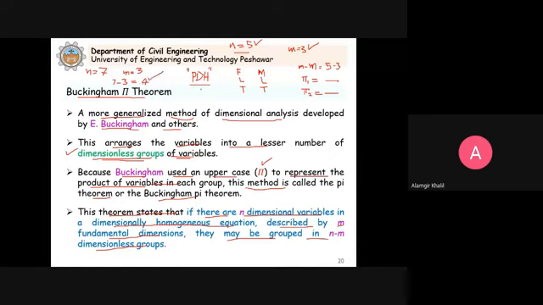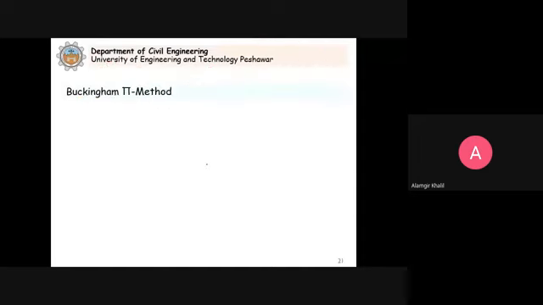This is what the theorem says, that we can reduce the number of variables from 7 to 4 dimensionless groups. This is the advantage. Clear? So you will see in the problem how we apply these. This is the Buckingham pi theorem. So now let us see how we apply this method to analyze the problem, this dimensional analysis. Clear?